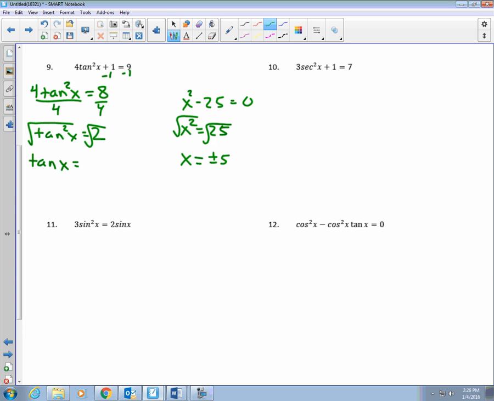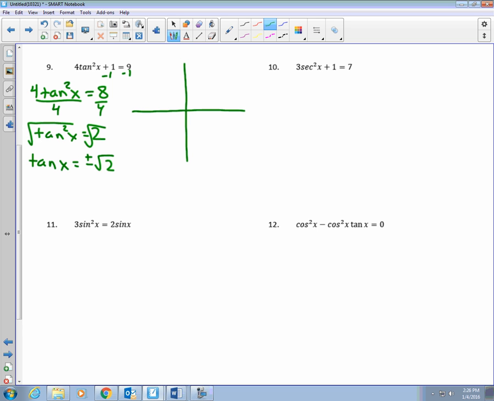So same thing, because the tangent is squared, we have to account for the fact that it could be positive or it could be negative. So we have plus or minus the square root of 2. So that's the part that's new today, is that it's not just positive, it's not just negative, it's both.